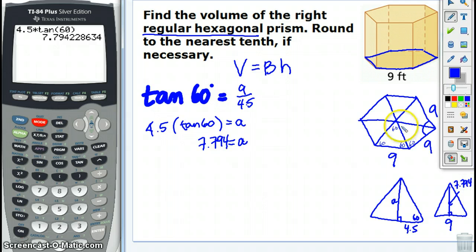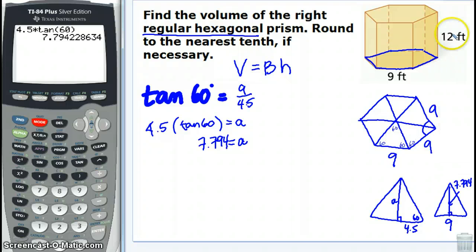So you can now go find the area of one triangle and multiply it times 6 to find the area of the whole hexagon. And then once you know the area of the whole hexagon, you can plug it in here for the area of the base. And then the only other thing you're going to add is that we know the height of the prism is this height right there. So that's your little hint to doing this problem in class tomorrow.